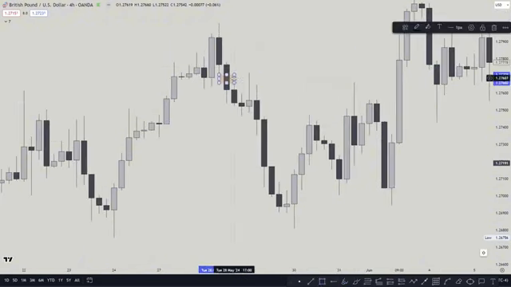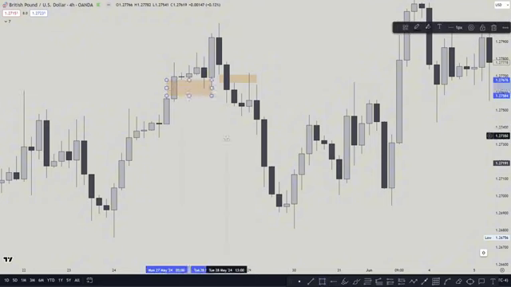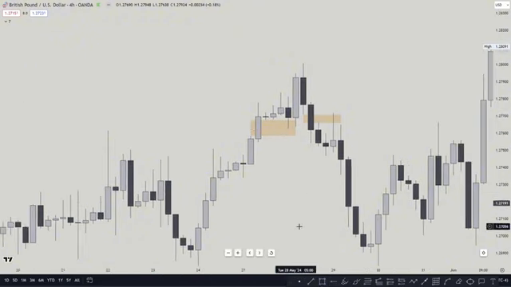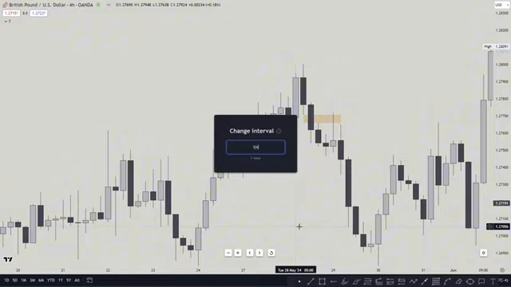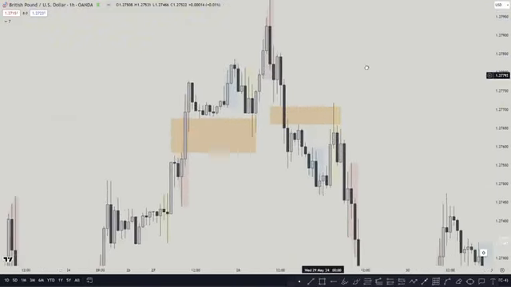For example, the 4-hour fair value gap we have here. The 4-hour fair value gap also we have here. Let's look at those fair value gaps on 1 hour, for example, if we can refine them more, right? So those fair value gaps are with the order flow.